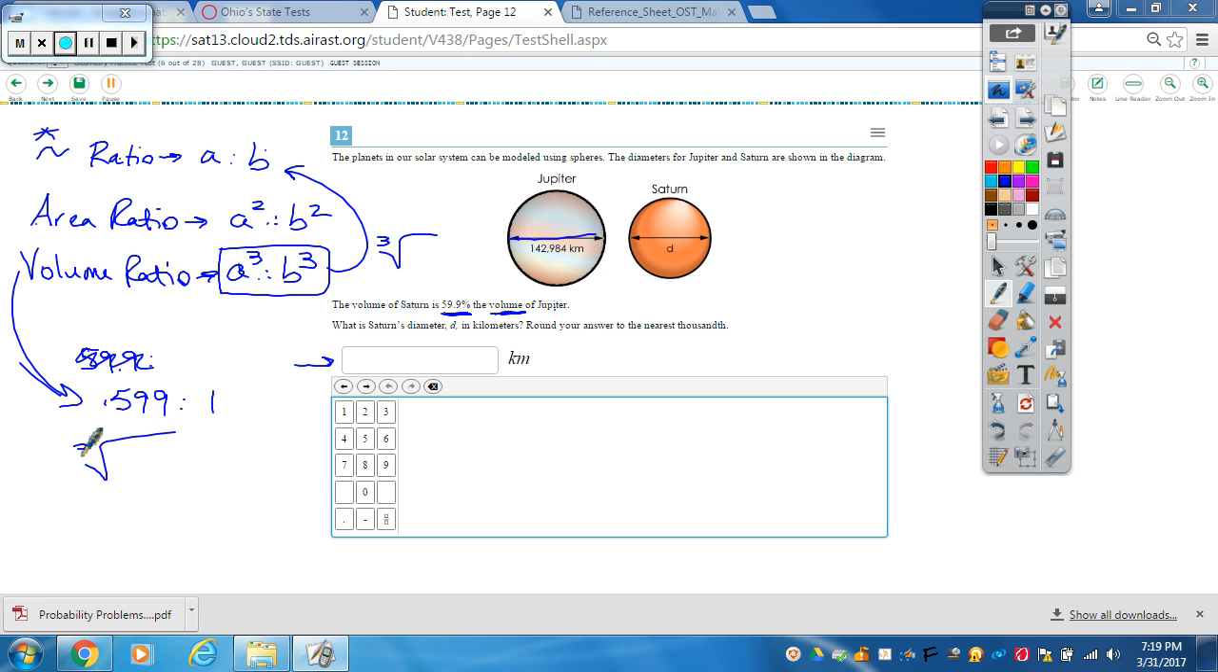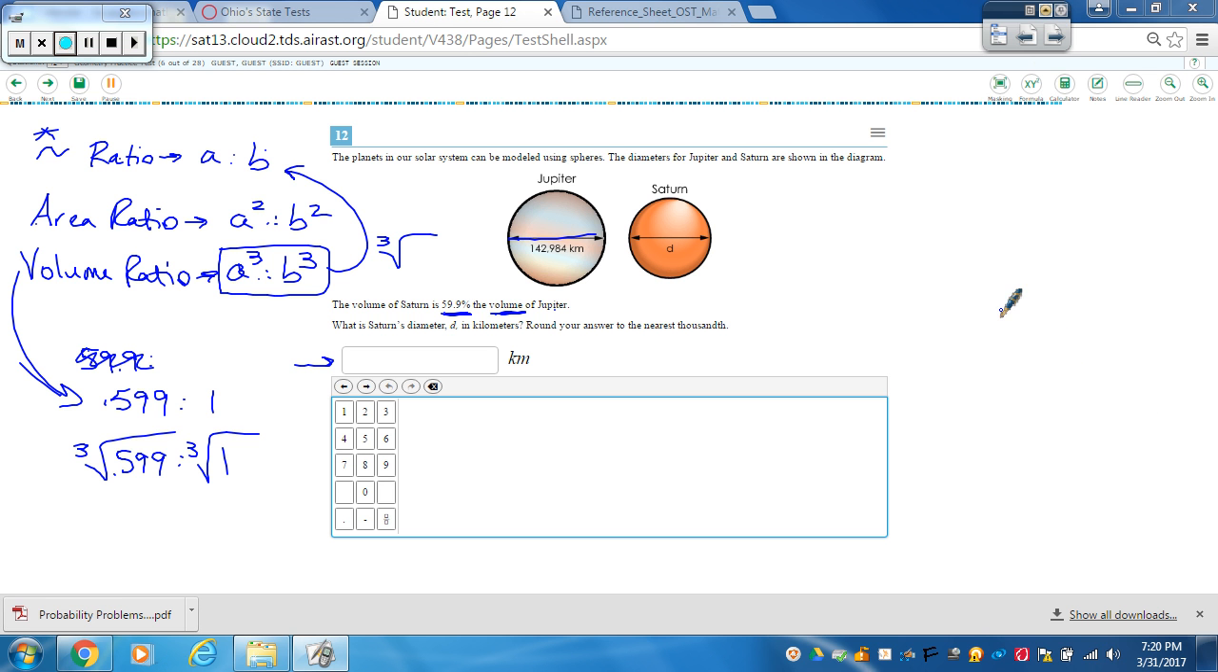So it will be the cube root of 0.599 to the cube root of 1. Now what's nice is the cube root says what number times itself again is equal to 1. Well, what's 1 times 1 times 1? It's just 1. Okay.